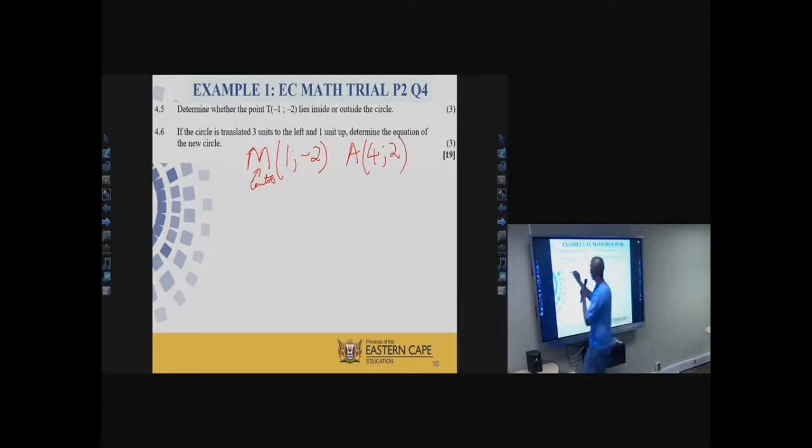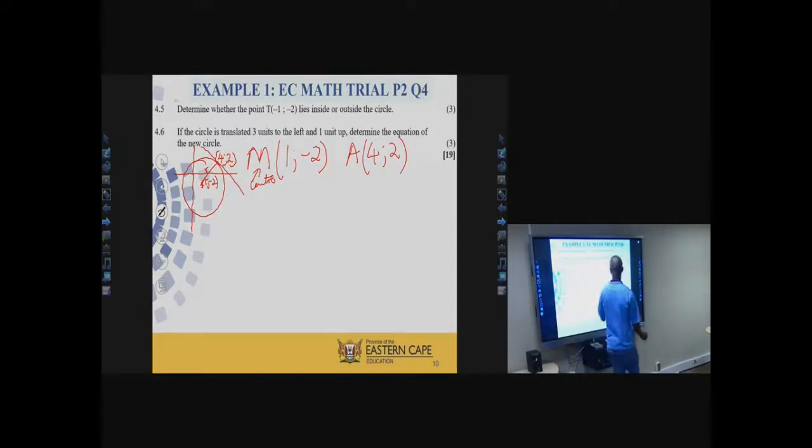Now, if you were to draw any circle, you would have a center, which is 1 and negative 2, and then a point on the circle, which is 4 and 2. Your Cartesian plane looks something like that. It's not important to draw it, I'm just drawing it so that you can have an idea. There is a radius there, and the tangent is something like that.